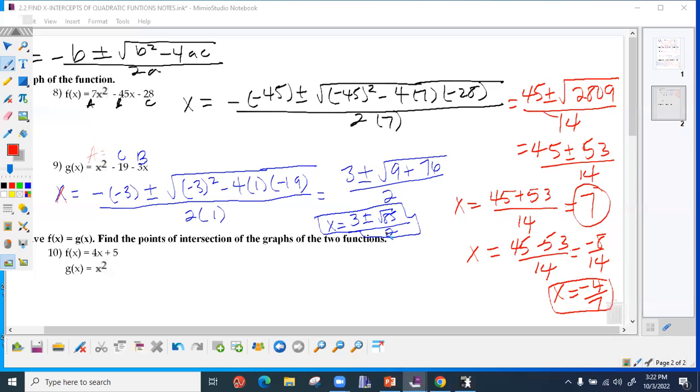Why did we leave it as square root of 85? It's because it can't be simplified, right? It's just there, okay? Divided by 2. So that's what your answer should have come out to be. That is the final answer. You can't simplify anymore. All right, so tomorrow we will finish finding the intersection algebraically, and then after that you will have classwork to do.